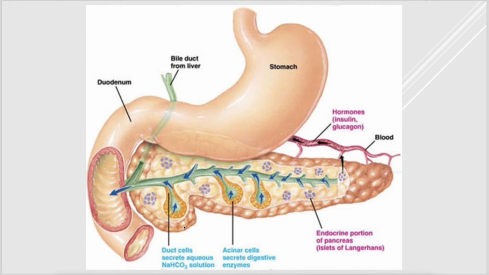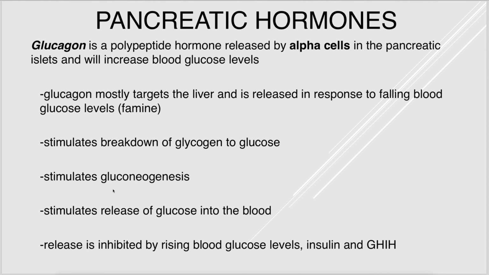Here's the pancreas. These are the islets of Langerhans, the endocrine bits of tissue. These are the exocrine bits of tissue, which secrete digestive enzymes that eventually go into the duodenum. Glucagon, a polypeptide hormone, is produced by alpha cells, and it acts to increase blood glucose levels. Its main target is the liver because the liver stores glycogen, our storage form of glucose. We take glucose and store it as glycogen.